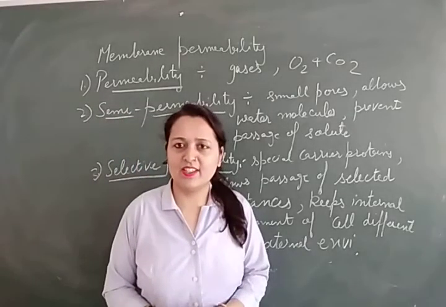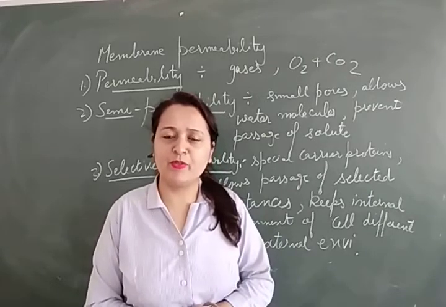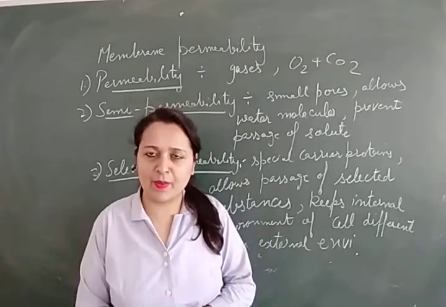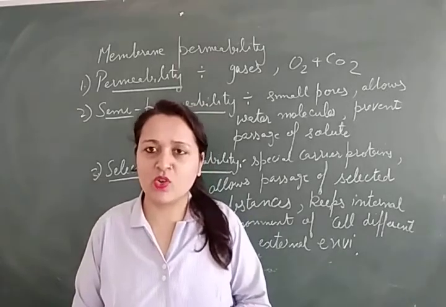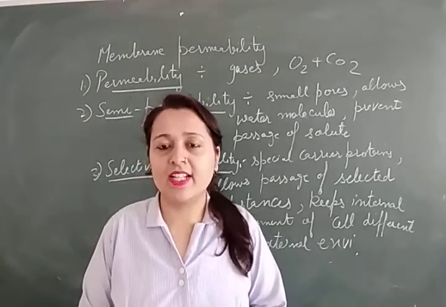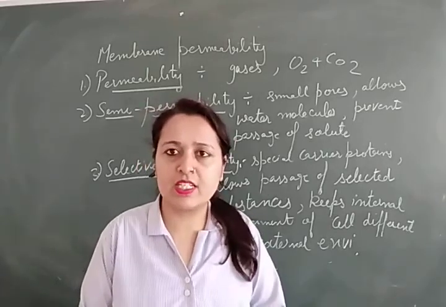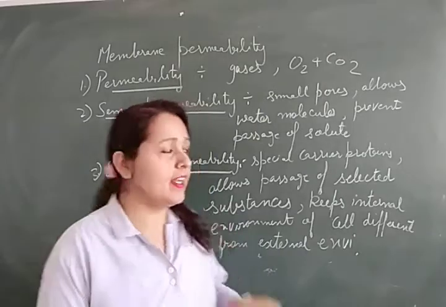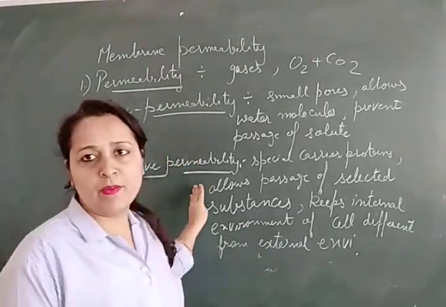Hello 9th class students. Today we will discuss the topic diffusion and osmosis. But before that, let's understand cell permeability. As you know, a cell has its outer covering that is known as the cell membrane, and that cell membrane has three distinct features. The first is permeability, the second is semi-permeability, and then we have selective permeability.